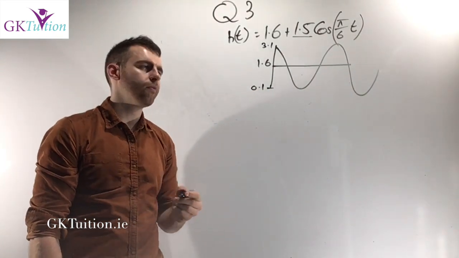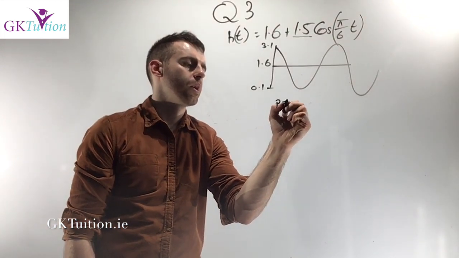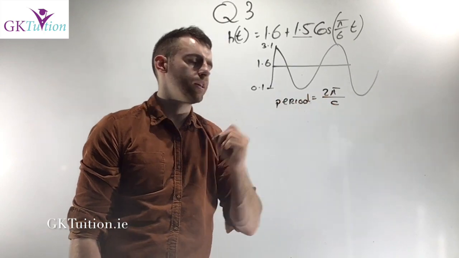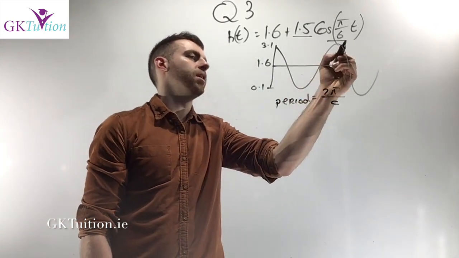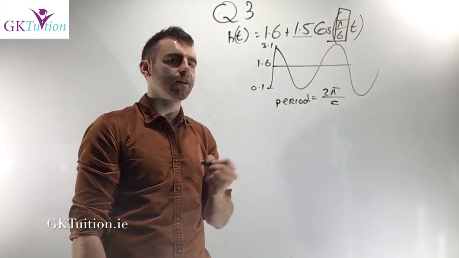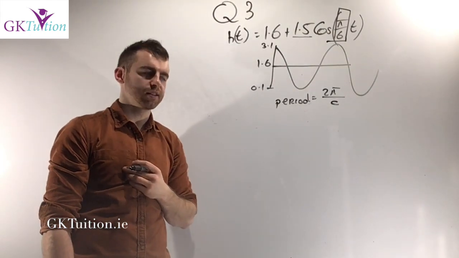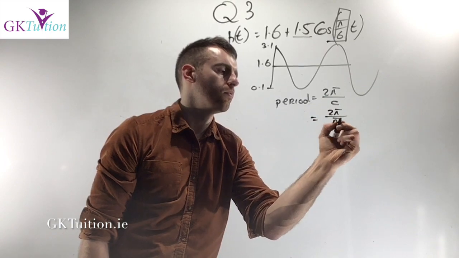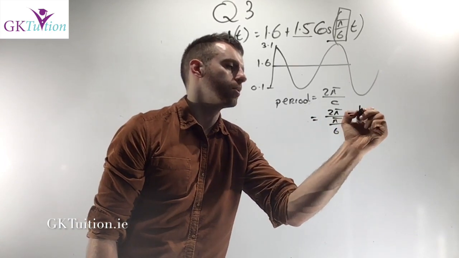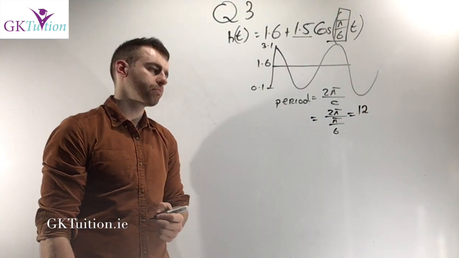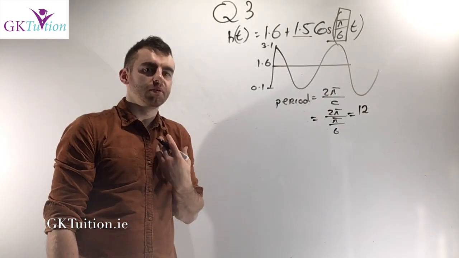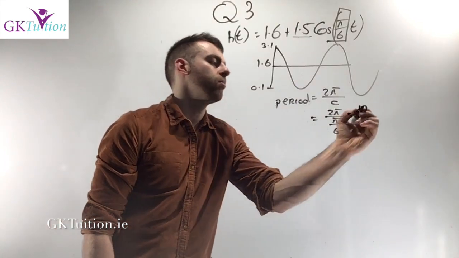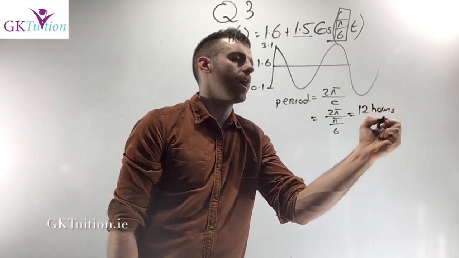And remember that we have a formula to work out the period. The period of one of these graphs is always 2 pi divided by c, where c is the coefficient of the variable in the angle. In other words, pi over 6. So to work out the period of this graph, it would be 2 pi divided by pi over 6. If you plug that into your calculator, it's 12. And obviously then we should figure out what the units are. The units here are hours. So the period is in fact 12 hours.